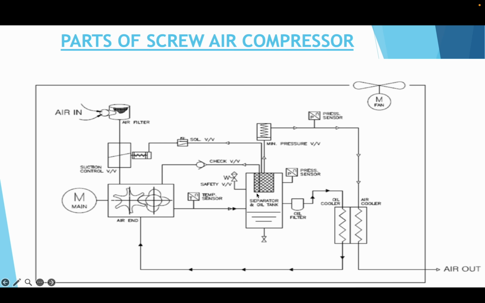That will be sent through this check valve back to the screw air compressor, and the increase in the pressure in the system will be detected by a pressure switch, which will give a signal to the solenoid valve. Okay, the pressure is rising. You close the suction valve, so the solenoid will energize and it will cause the closing of the suction valve.